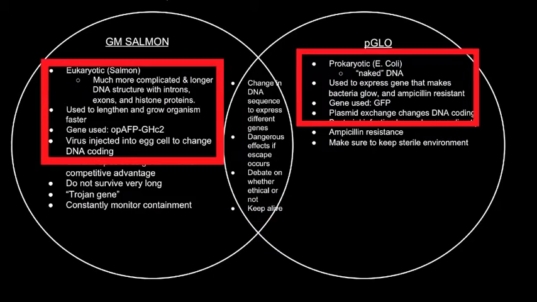This is what we briefly went over earlier, like the procedure. Different genes are used. You have prokaryote, eukaryote, so different organism types, and you have different means of getting the DNA sequence into the organism. So now Sammy will take over with what we're actually going to go into now, which is the differences in what happens when these organisms actually escape.